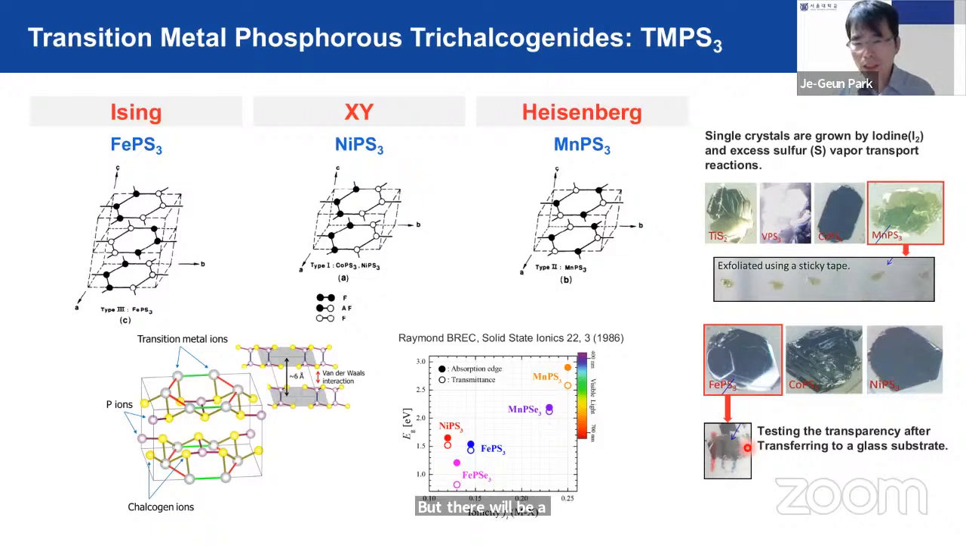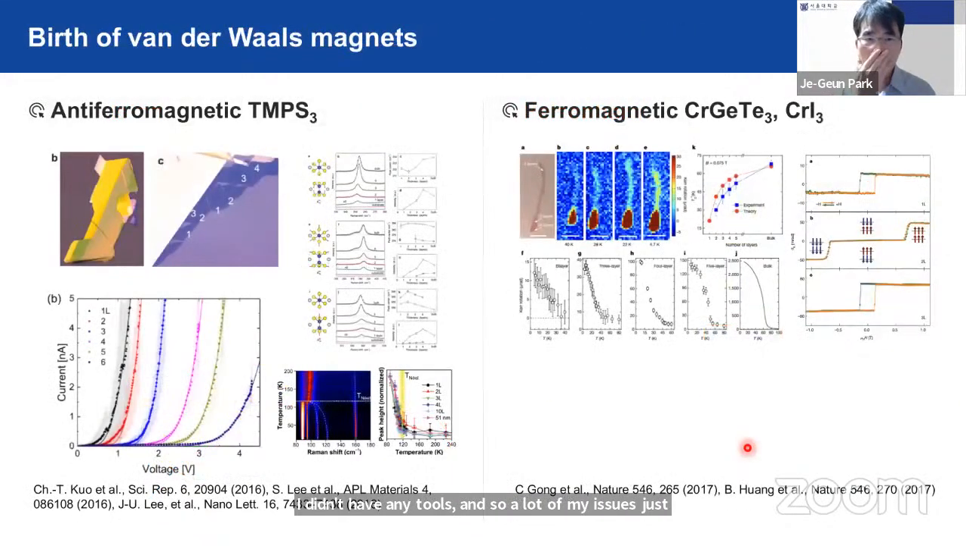The problem is with this tiny sample, especially an anti-ferromagnet, I didn't have any tools, and so a lot of my initial journey was about choosing the right tools. And somehow we found that Raman is actually quite a unique tool, okay? So with Raman, by taking advantage of spin lattice coupling, we could study the splitting of magnons from 1 to 4.